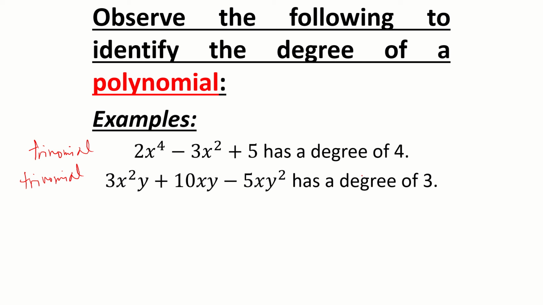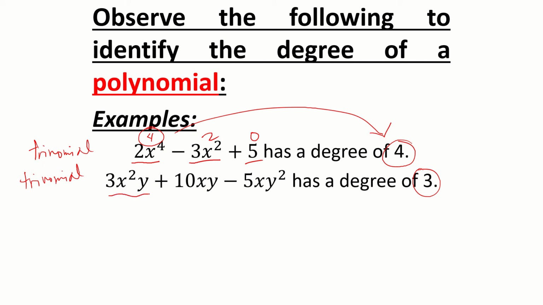So according to the given example, the degree here is 4. The degree here is 3. So how do we determine? Okay, very good. That's correct. The term with the highest degree, that's our degree of the polynomial. So in our case here, the degree of this term is 4. The degree here is 2. Degree here is 0. Highest is 4. So that's why it's also 4.